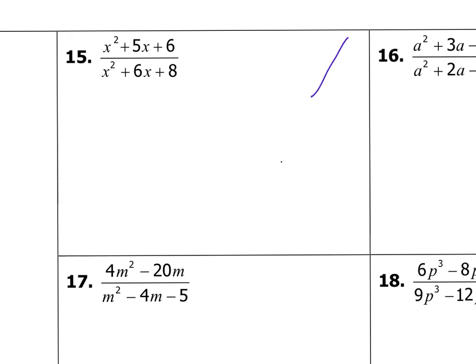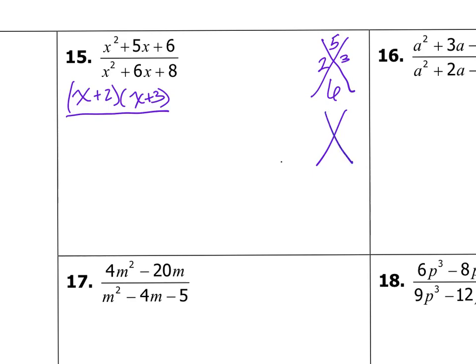On the top, tell me what multiplies to be 6 and adds to be 5. Give me two numbers. 2 and 3, correct. So on the top, I've got x plus 2 times x plus 3. Good job. And then I'm going to do my denominator. I need two numbers that multiply to be 8 and add to be 6, which is going to be 4 and 2. So now I have x plus 4 and x plus 2.